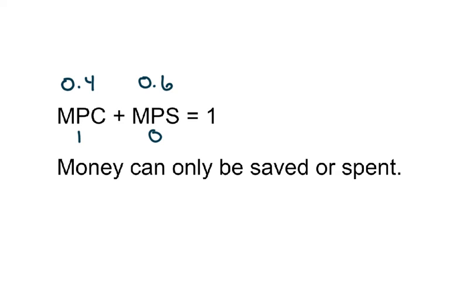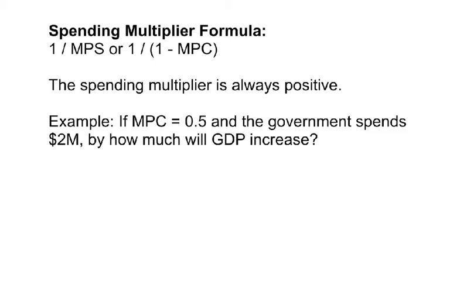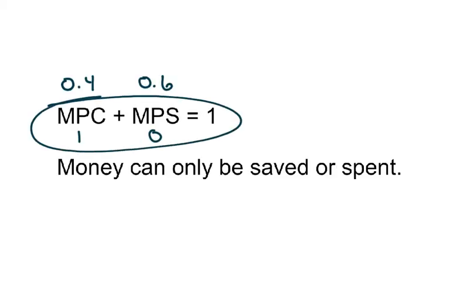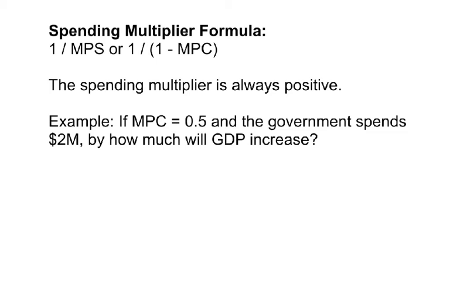But how can we use that to calculate this spending multiplier effect, that multiplier that's going to expand that initial amount of spending done by the government? So we need a formula, the spending multiplier formula. The spending multiplier is equal to 1 divided by the marginal propensity to save, or because we can rearrange the formula we just did, it's also equal to 1 divided by 1 minus the marginal propensity to consume.